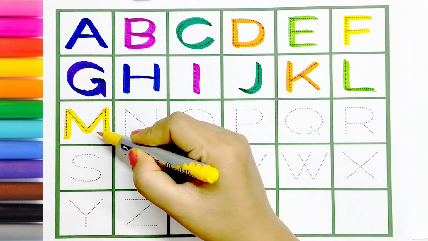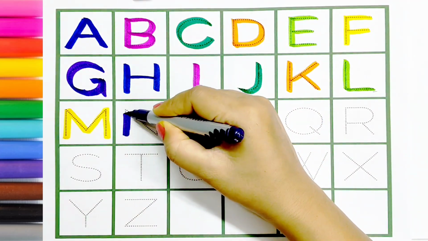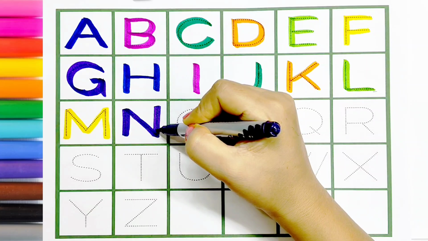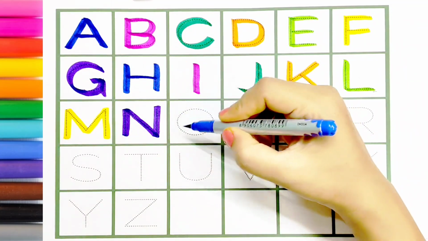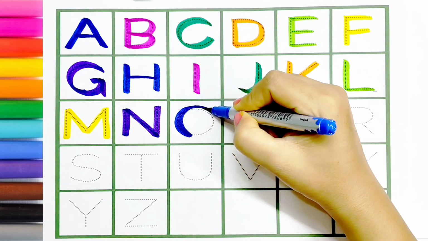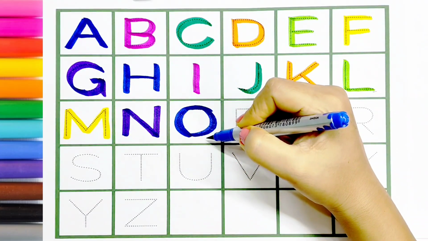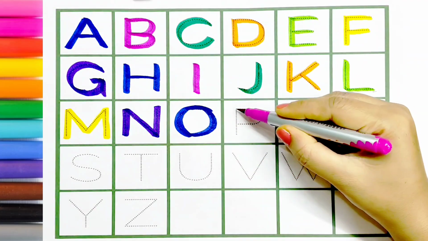M for mouse. Purple color. N for net. Blue color. O for octopus. Pink color.